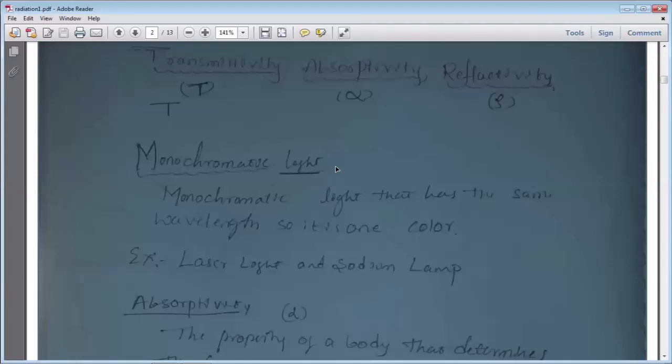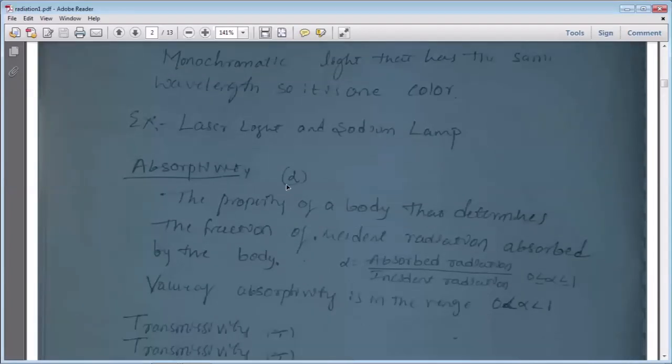So what is absorptivity? Absorptivity is denoted by alpha. If a material is there, the ability of the material to absorb the radiation incident on it is called absorptivity. In general, absorptivity can be defined as the ability of the material to absorb the incident radiation which falls on that material.